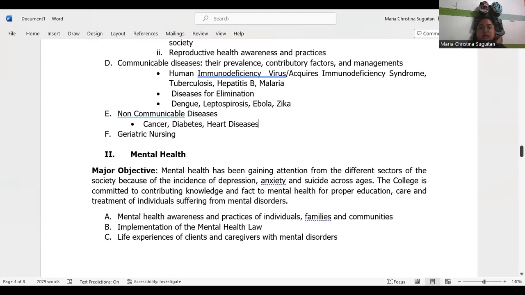Okay? So the college is committed contributing knowledge and fact to mental health for proper education, care, and treatment of individuals suffering from mental disorders. Gusto ko, di ba, since you have 9 groups in your section, gusto ko lahat to masakop nyo eh. Di ba? Mental health, health promotion, health prevention, about the drugs, etc. Ayoko kasi magkakatulad. Gusto ko parang may thrill.